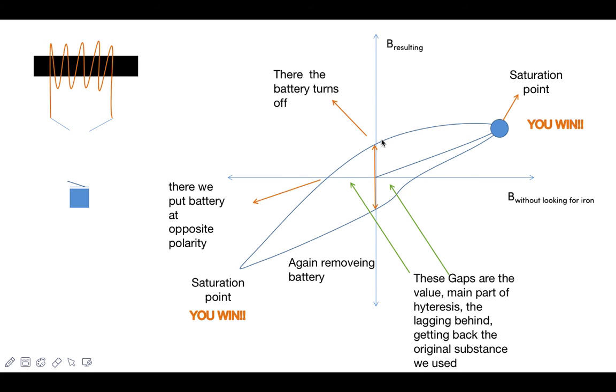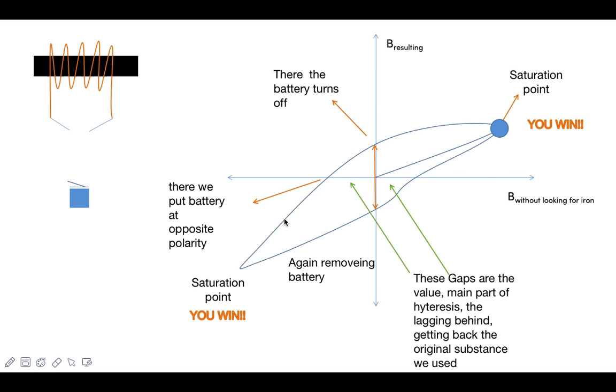This was a non-magnetic material and we're turning it into a magnet. So the saturation point will be reached again, and when you remove the battery, the graph will move up to here, but not to zero. You cannot truly demagnetize the material. You cannot turn off the magnetism at 100%.